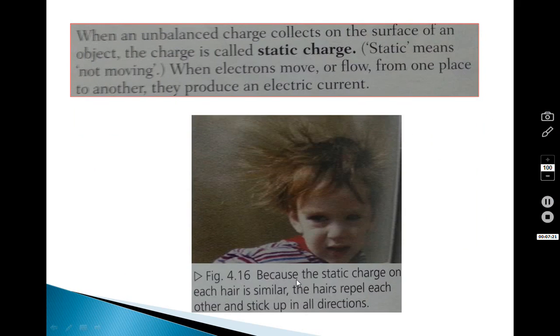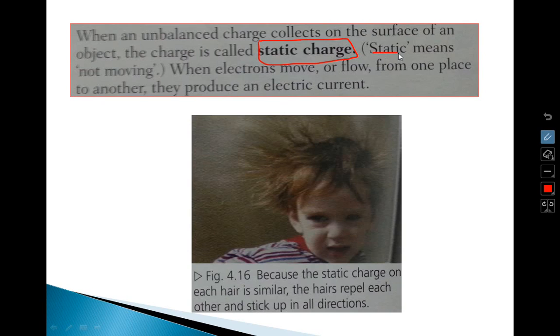So please have a look at figure 4.16. Here it says that when unbalanced charge is collected on the surface of an object, the charge is called what? The charge is called static charge. This one is static charge.